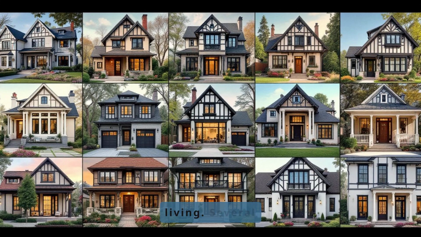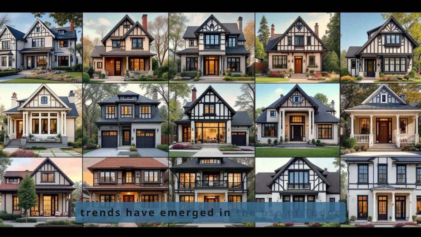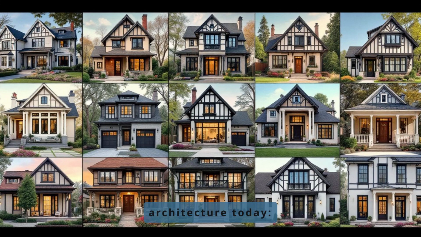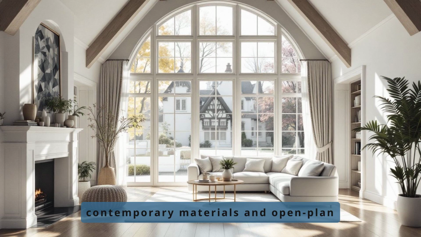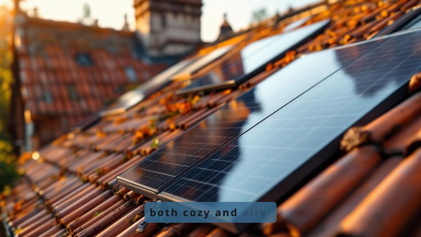Several trends have emerged in the use of Tudor architecture today. Modern Tudor homes blend traditional elements, such as half-timbering and steep gable roofs, with contemporary materials and open-plan interiors. Architects use large windows and lighter color palettes to bring more natural light into spaces, creating homes that feel both cozy and airy. Additionally, modern energy-efficient materials like insulated windows and solar panels are seamlessly integrated into these designs.